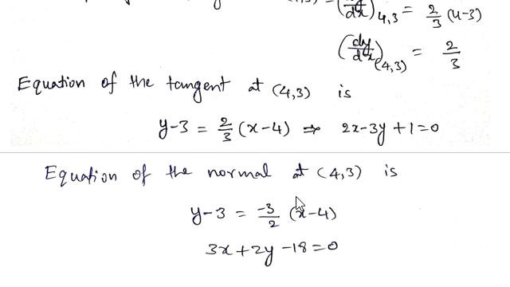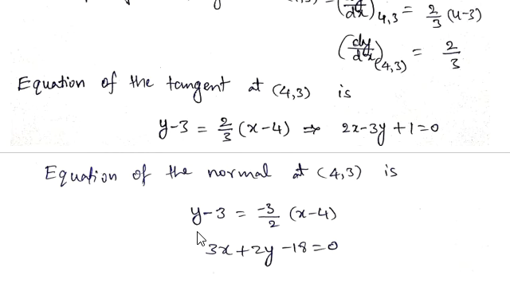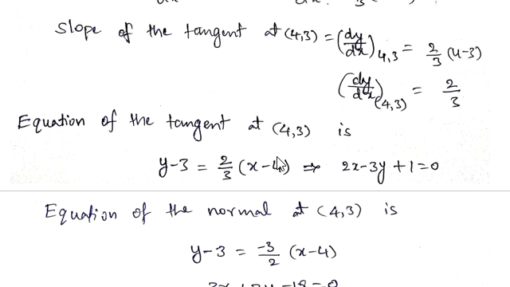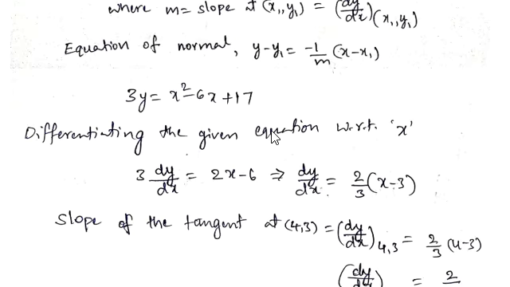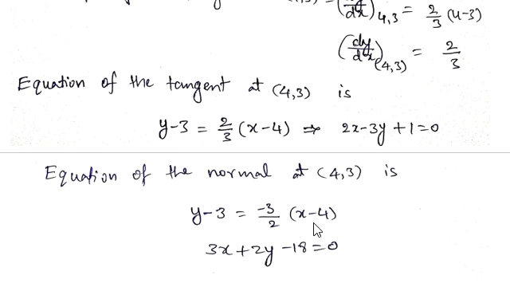Now the equation of the normal at the same point (4, 3) is y minus y1 equals minus 1 by m into (x minus x1). The x1 value is 4 and the y1 value is 3. We got m, that is dy by dx, as 2 by 3, so minus 1 by m is minus 3 by 2. If you simplify, the equation of the normal at (4, 3) to the given curve is 3x plus 2y minus 18 equals 0.